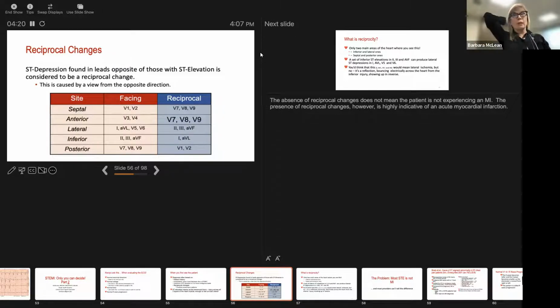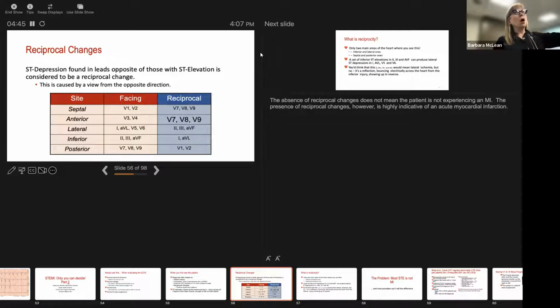Those are posterior placed leads. Typically, you're not going to place those. You don't generally place them in a normal EKG, but you want to know that's what's going to show you reciprocal. For pure anterior, that will be V3 and V4. V1 and 2 are anteroseptal. V3 and V4 are pure anterior, and the reciprocals are V7, 8, and 9.